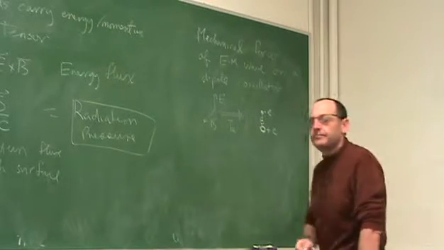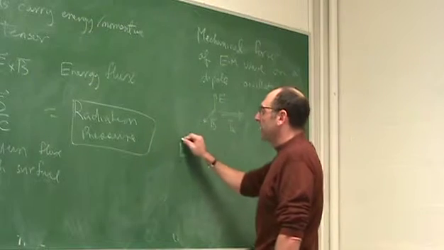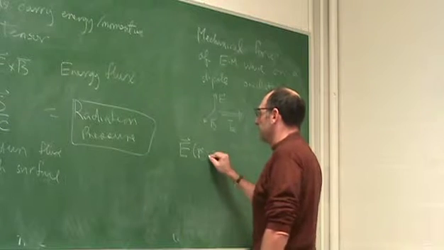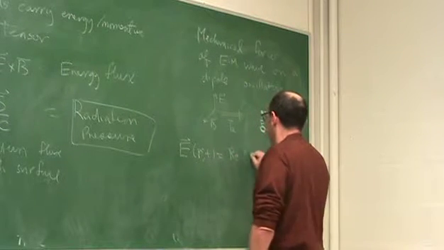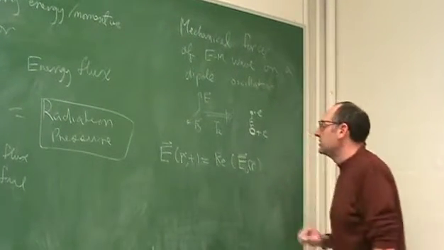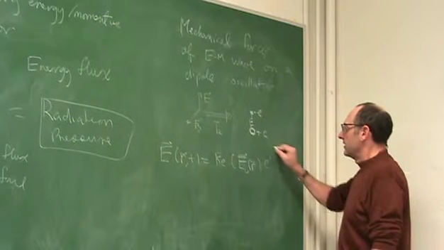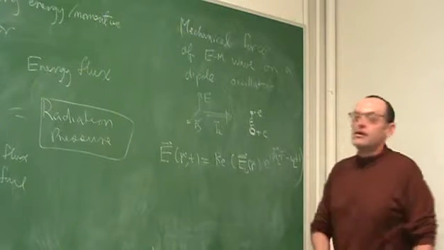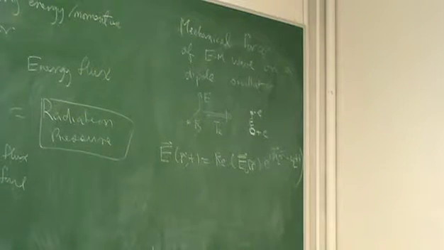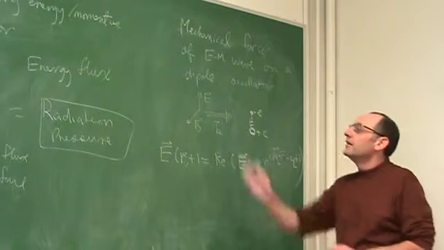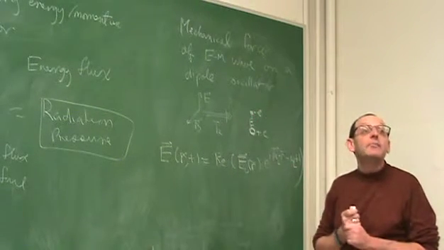It's a finite beam. So my electric field, as a function of position and time, is the real part of some amplitude, which has some slow position dependence, and then I have the phase of the wave as it propagates. And then the magnetic field is the perpendicular thing. E cross B is along k.